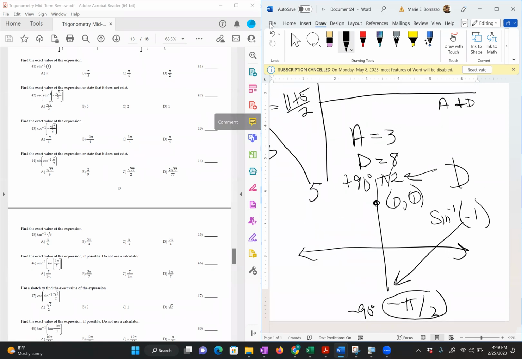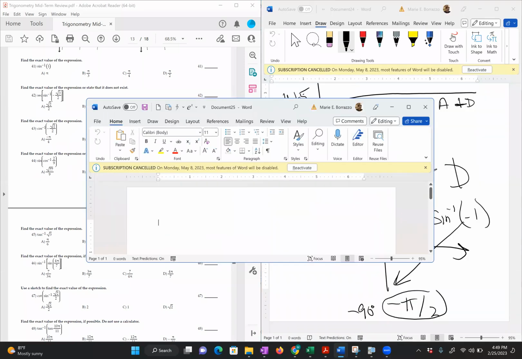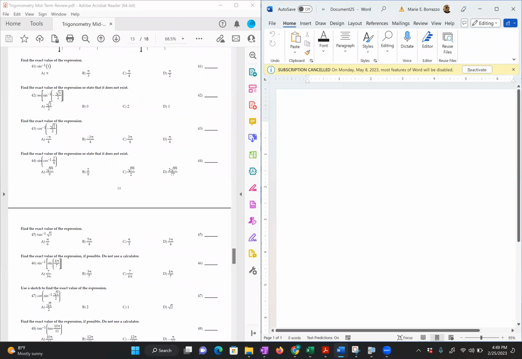Let me see if I can get a fresh page. Okay, and you can hear my dog whining in the background. I have ignored her all day just to record.